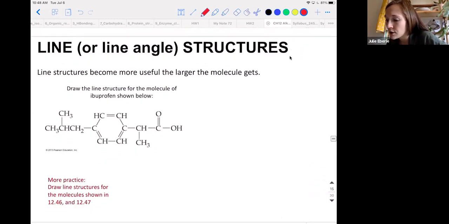I want you to draw a line structure. This is ibuprofen, by the way. Try to draw the line structure for this. This looks complicated, right? Drawing out all the carbon-hydrogen bonds would just be nuts. It's very simple, though, if we draw this out in line structure.